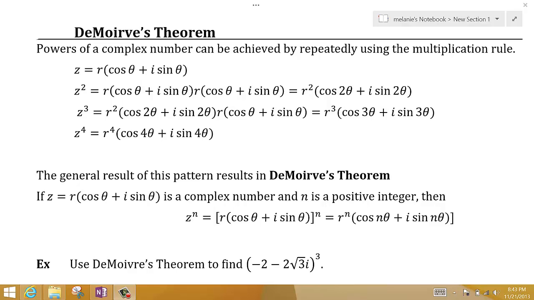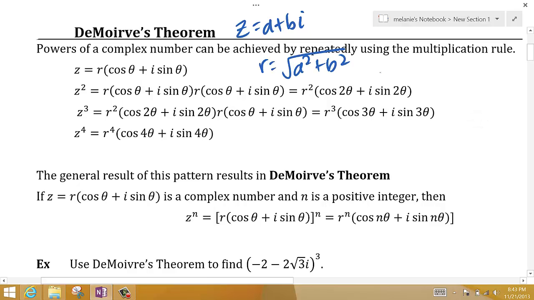added their arguments. Remember, modulus was the r value, which we got by, if you had our complex number z equal a plus bi, your r was the square root of a squared plus b squared, and we knew tangent theta was b over a, where theta was the argument.